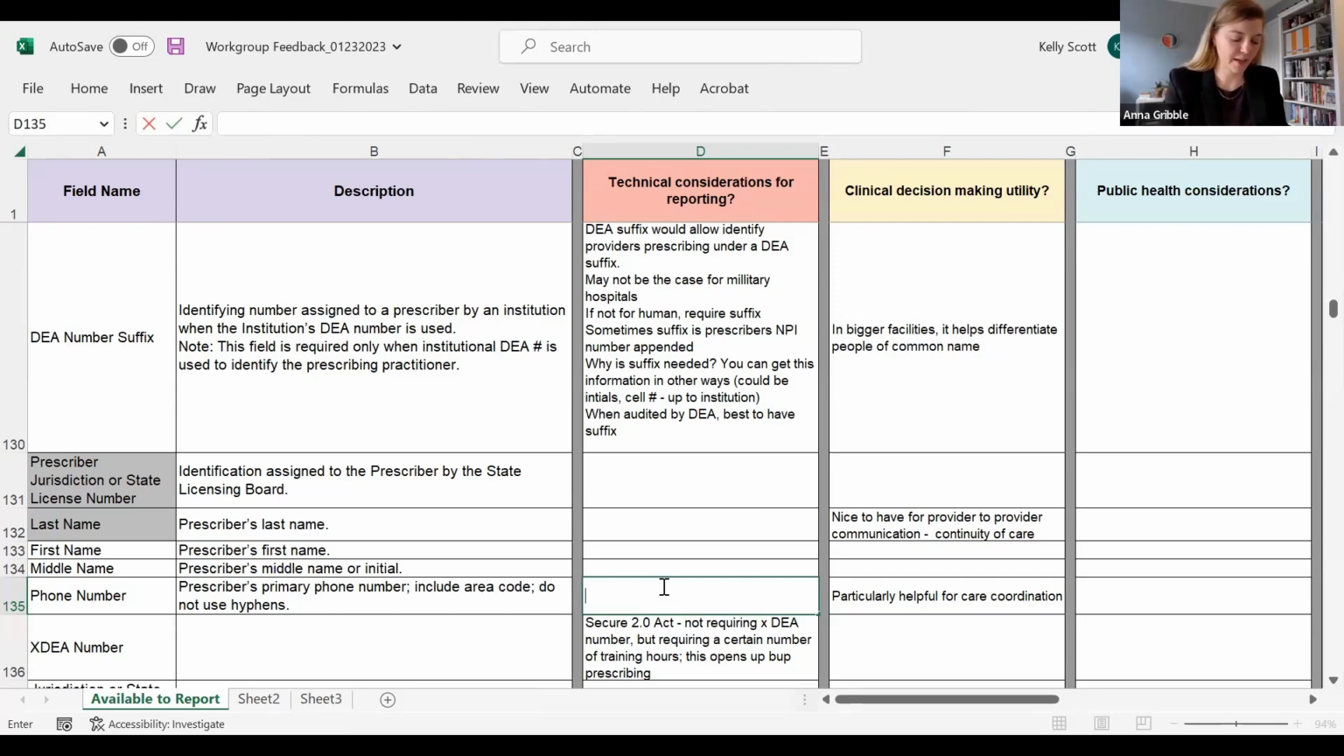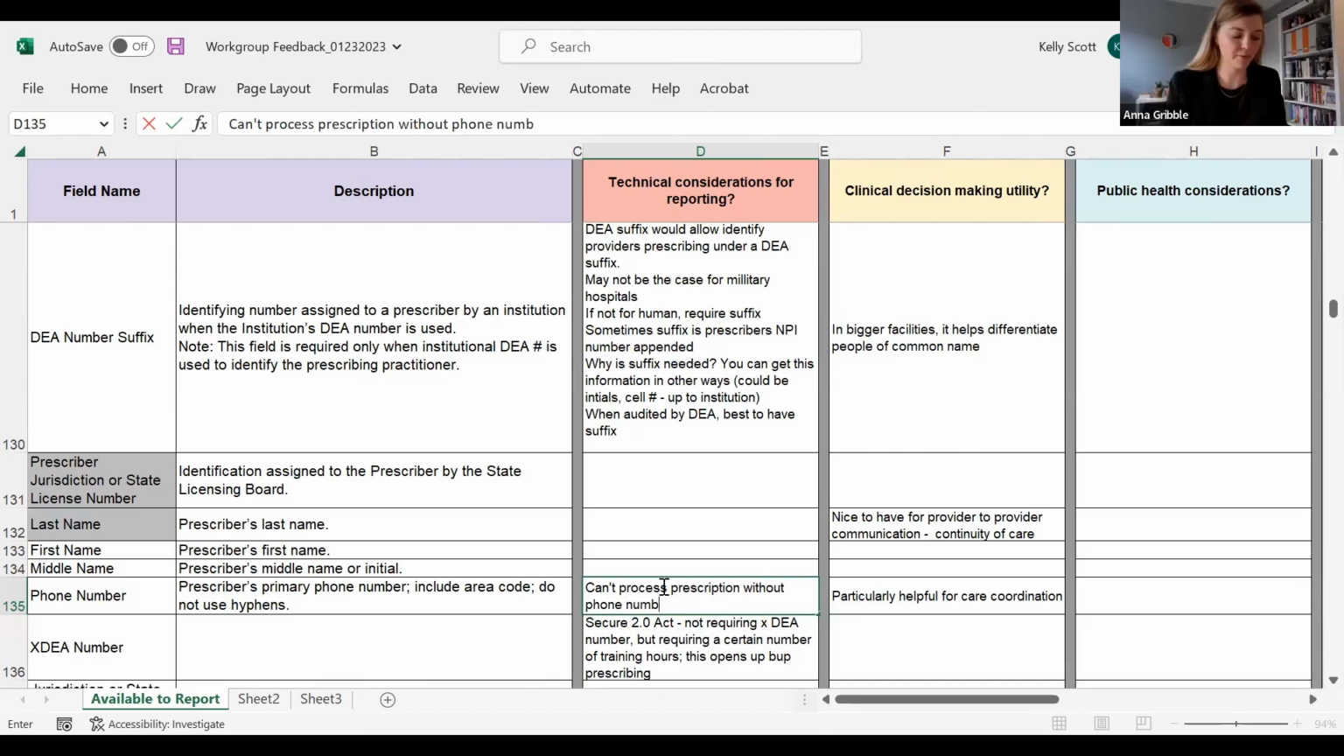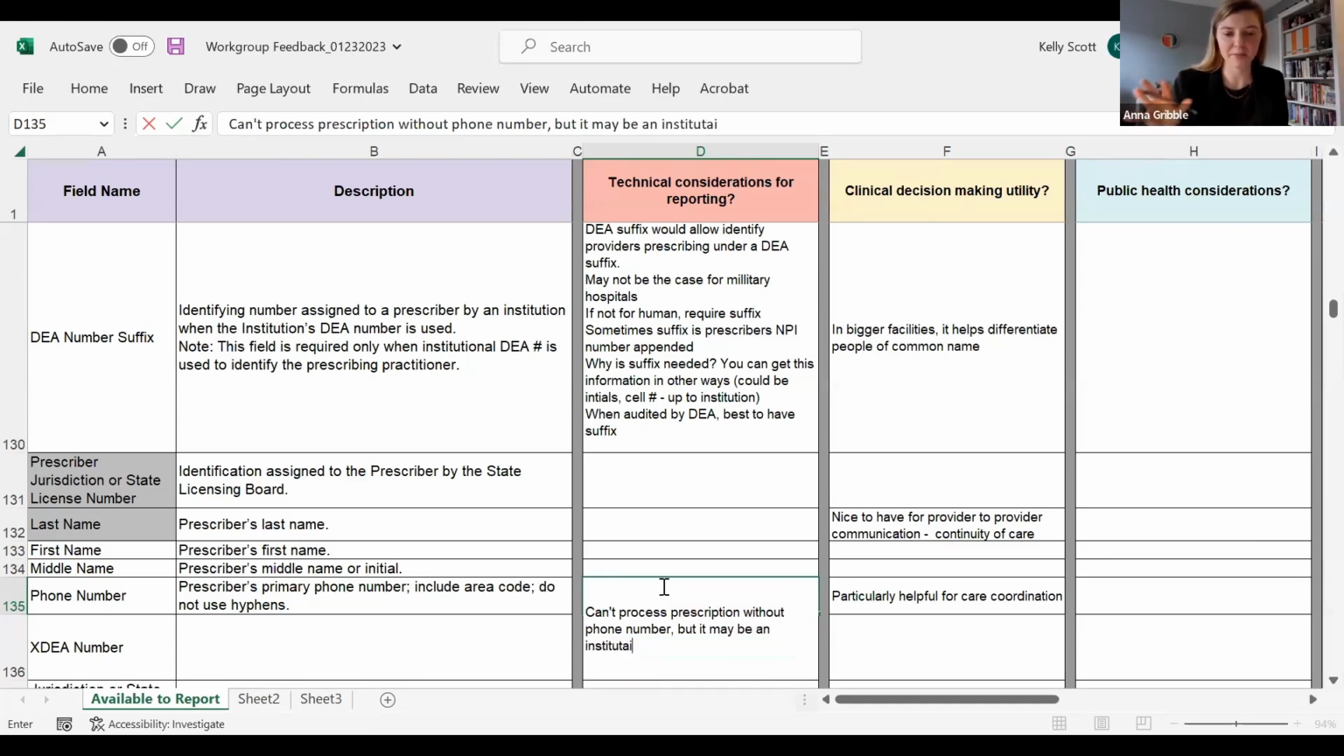Bill, is this something that Express Scripts has for most prescriptions? Yeah, we actually can't process a prescription if we don't have a phone number. I will say though that if it's an institutional phone number, it may not be of much use. So, similar to the conversation we had before about pharmacy phone numbers, the phone number associated with the clinic or where the prescriber works is most helpful.